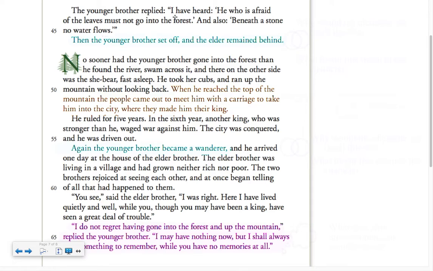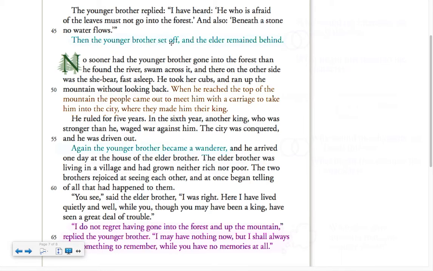So he's telling him, take risks. In other words, go into the forest and see what's out there. And don't be a sedentary stone in water. You've got to be moving with the water. In other words, don't let things pass you by.